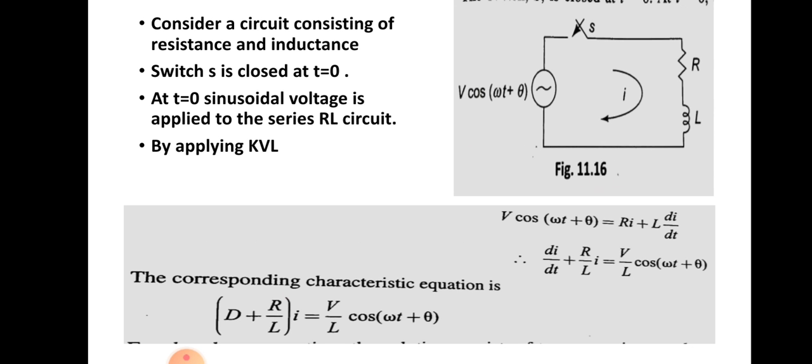That is equation 11.18, this one: d plus R by L into I plus V by L into cos omega t plus theta. Here, instead of I, you know that this is di by dt, the first derivative, so instead of I we can write I P dash. Similarly, instead of I, we can write a cos omega t plus b sin omega t plus theta. So in 11.18 we have to substitute this equation.